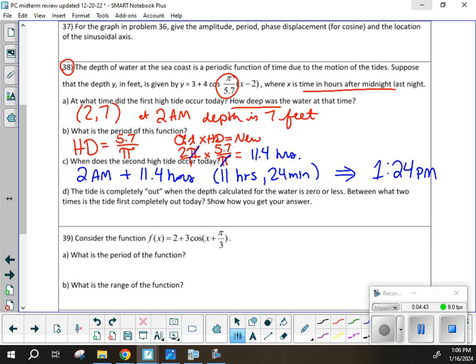Part D, the tide is completely out when the depth calculated for the water is 0 or less. Between what 2 times is the tide first completely out today? So when they say the depth is 0 or less, we need to interpret that as y equals 0. And we're really trying to work through this solution. If we set that equation equal to 0, what is the x value to go along with that? But our calculator can do that really nicely for us.